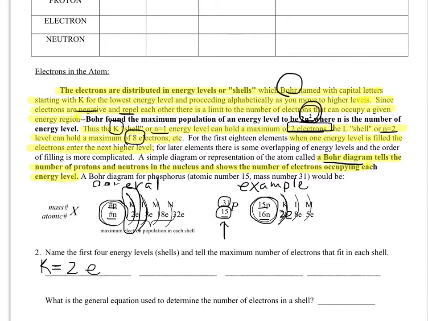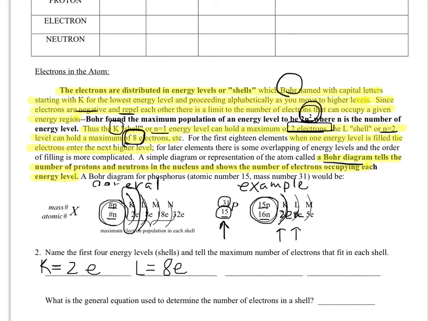My L shell, as set up here, can hold a total of 8 electrons. I'm going to make a little note of that. We're making these little notes so we can refer back to this later when you make more Bohr diagrams. So I'm going to put my next 8 electrons in the L shell. Let's look at our example. I've put 2 of the 15 total electrons that phosphorus has in the K shell. I can put up to 8 more in the L shell. So right now I've got 2 here, I've got 8 here.